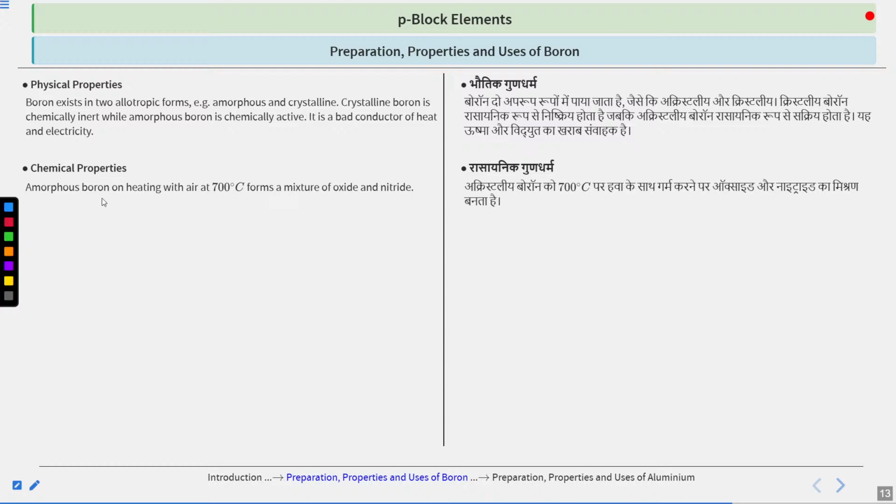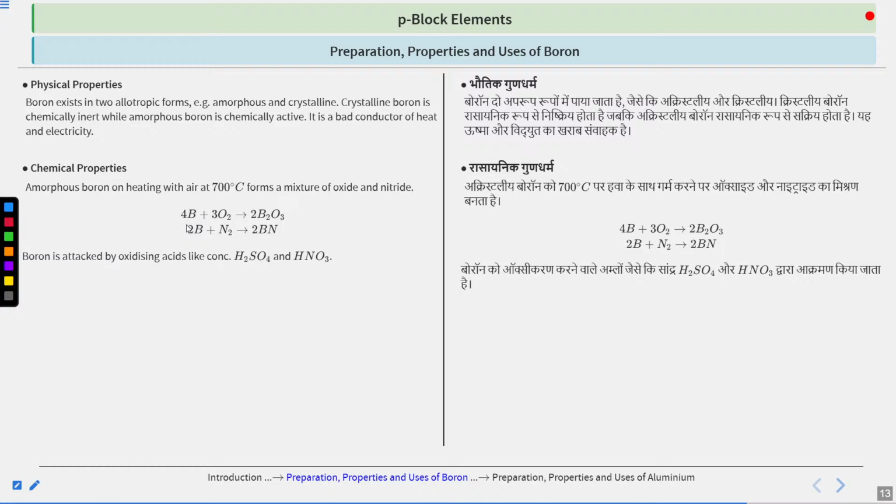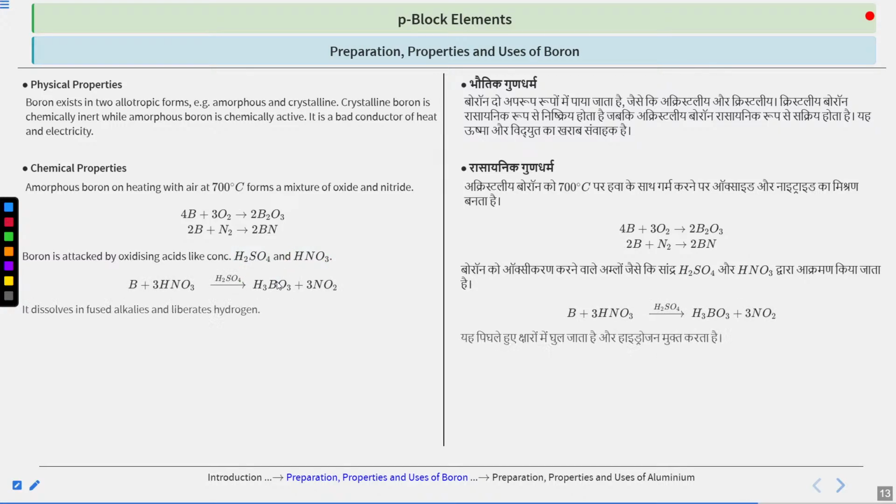Now next is chemical properties. Amorphous boron on heating at 700 degrees Celsius forms a mixture of oxides and nitrides. This can be shown with this reaction. These reactions are very important for you, so just try to remember them. Now boron is attacked by oxidizing agents like H2SO4 and HNO3, and it can be oxidized to H3BO3, which is boric acid. It also dissolves in fused alkalis and liberates hydrogen. We can see Na3BO3 is formed, and it also liberates hydrogen when dissolved in alkali like NaOH.